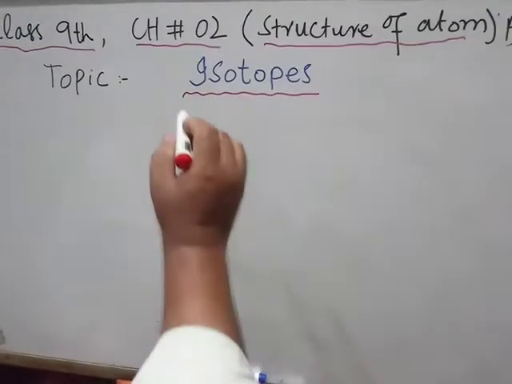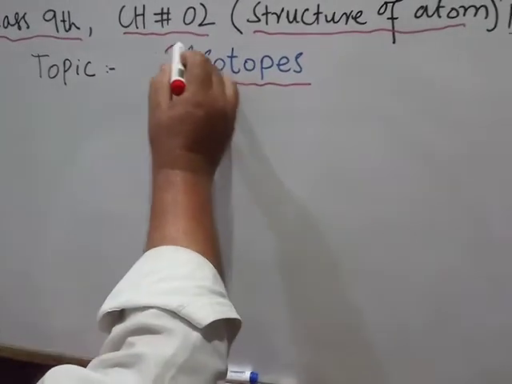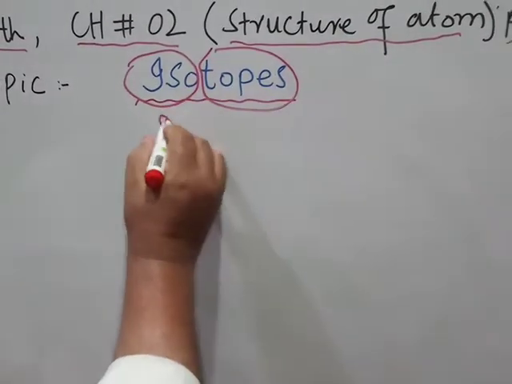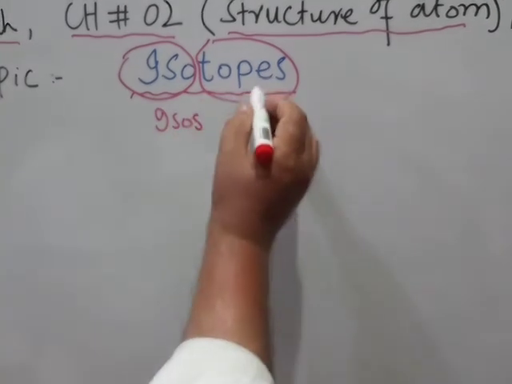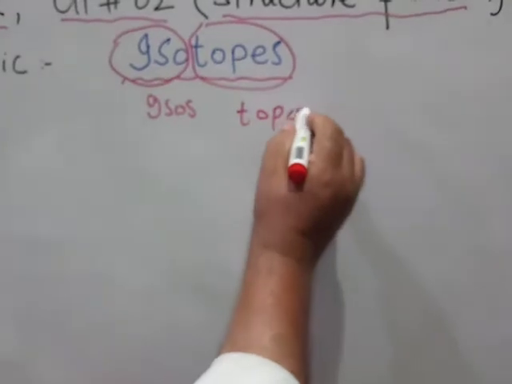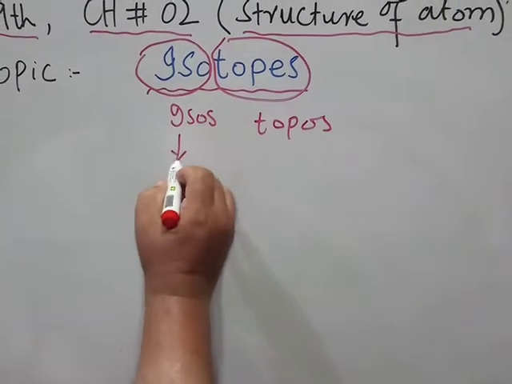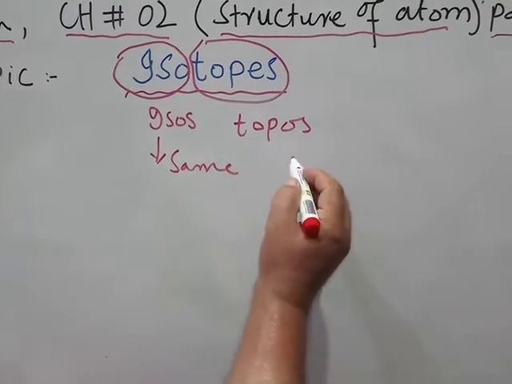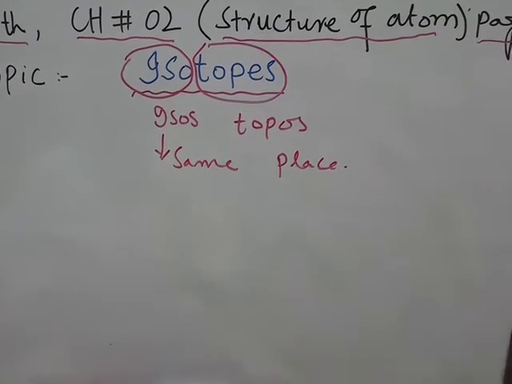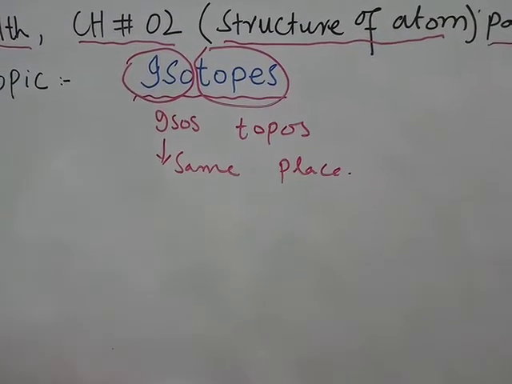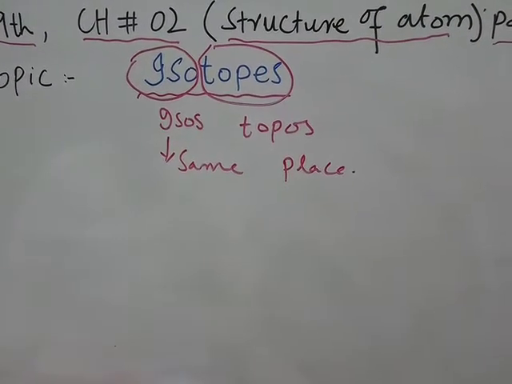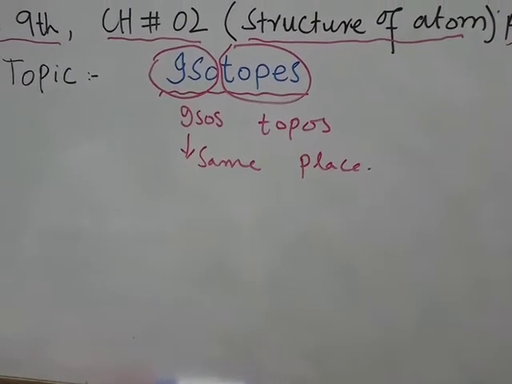So first of all, let me explain the term isotopes. It is the combination of two words, iso from isos and topes from topos. Isos means same, topos means place. Same place: iso same, topes place. This is because the isotopes of an element occupy the same position in the modern periodic table.